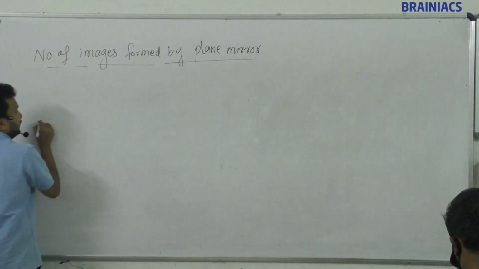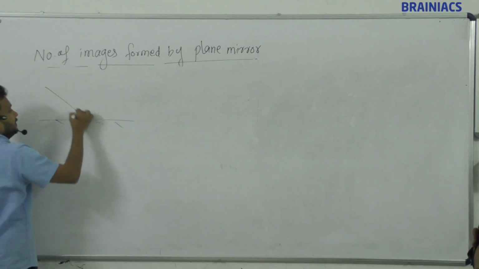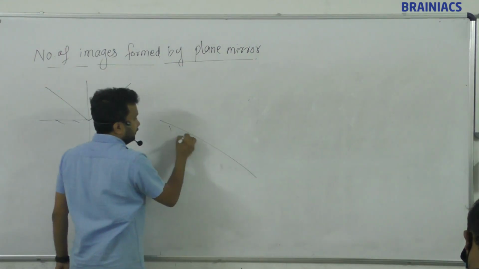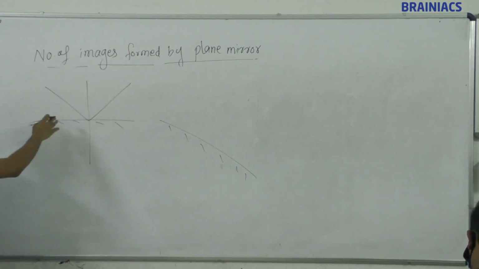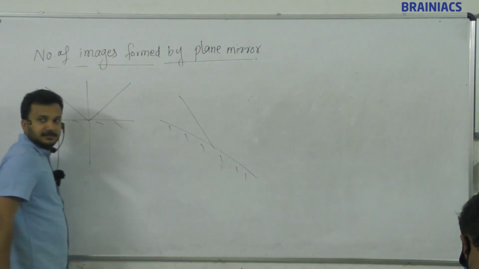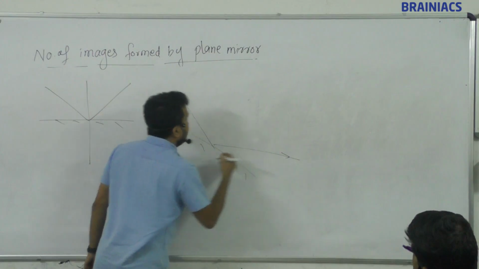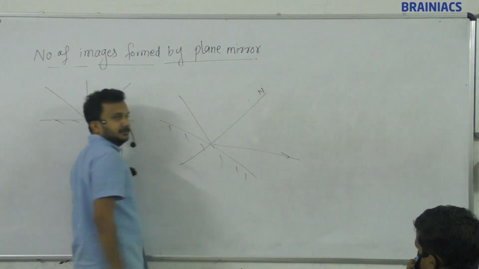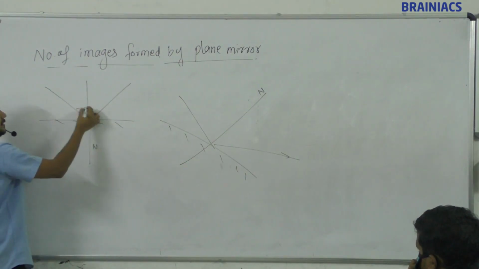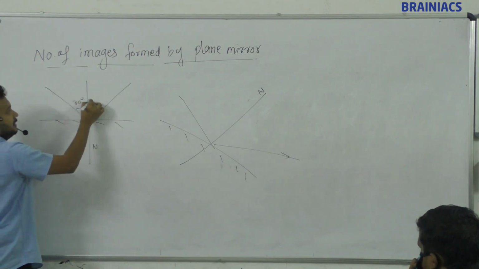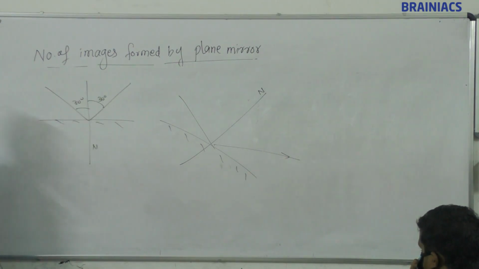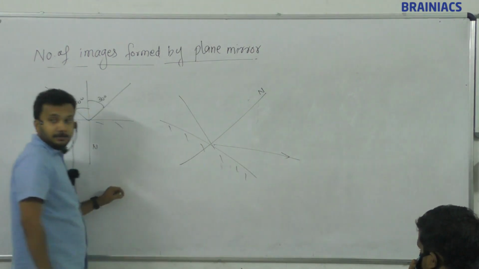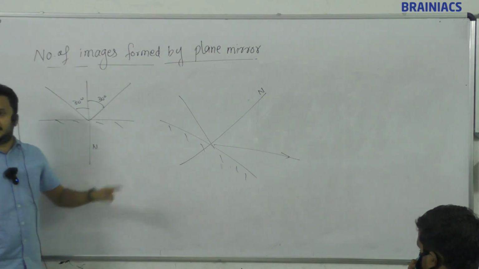Why? Because this is an incident ray, this is a reflected ray, this is a normal. Suppose you rotate the mirror, the incident ray position is the same, like this. But now the reflected ray is rotated, and this normal is also changing like this. If this is, for example, 30 degrees, then this is 30 degrees. That is the law of reflection. Now if you put the normal, the angle of incidence also changes.